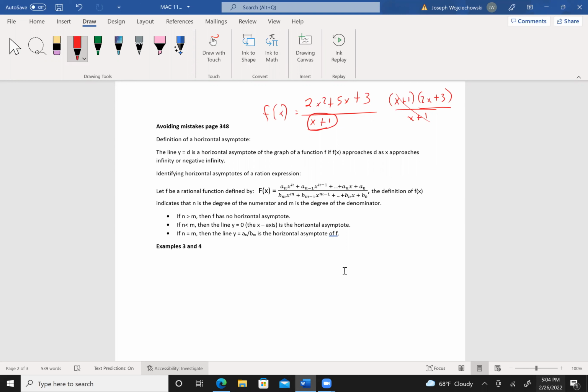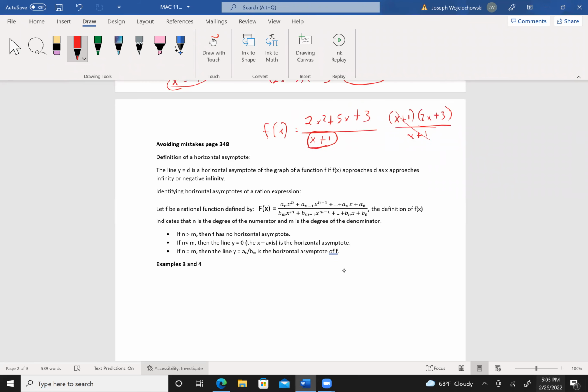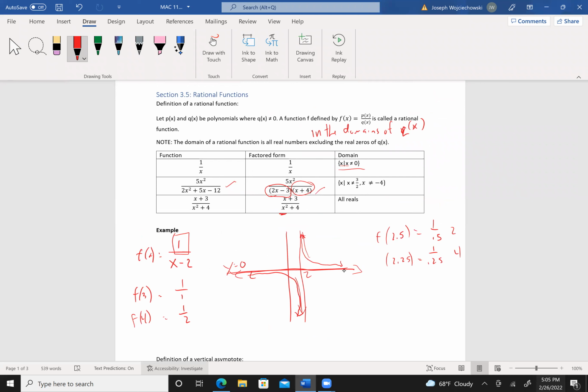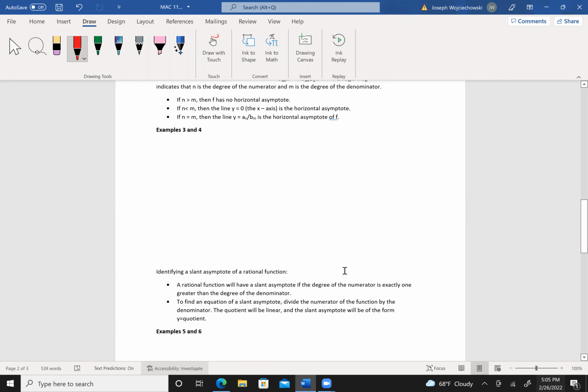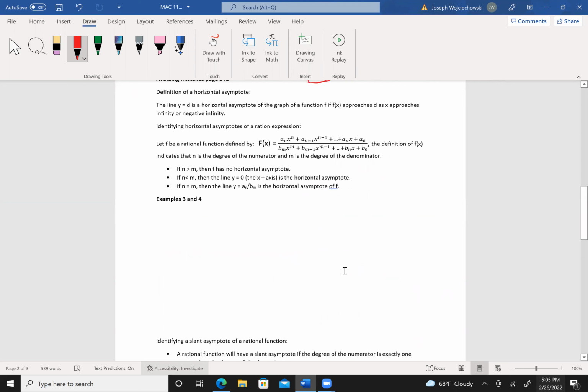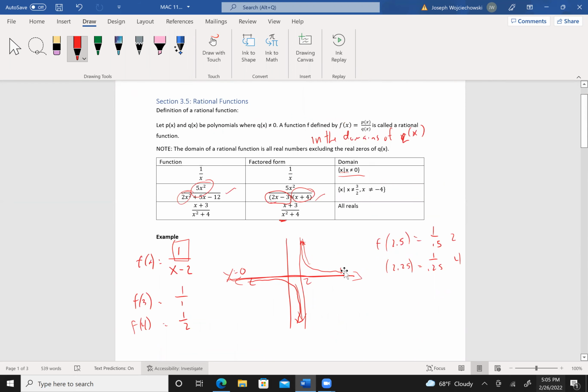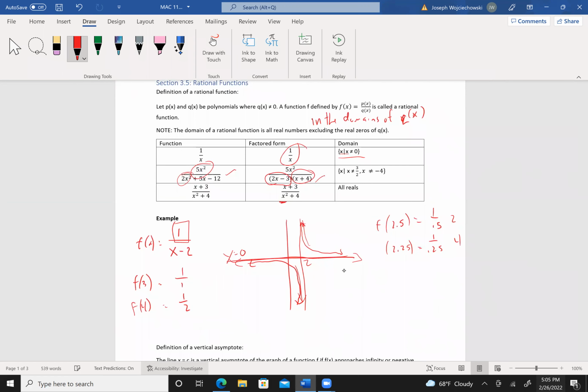So let's go back here. This was this one here. They're equal, right? Because when squared, squared, and that's y equals 0. Lastly, if n is less than m. That wasn't that one, that was this one. Sorry. This is the graph of 1 over x. Actually, 1 over x minus 2.